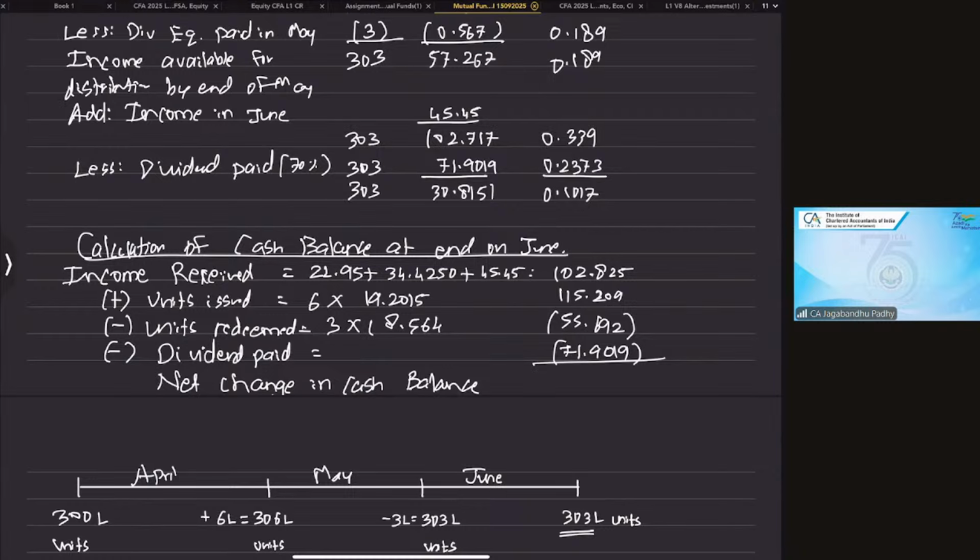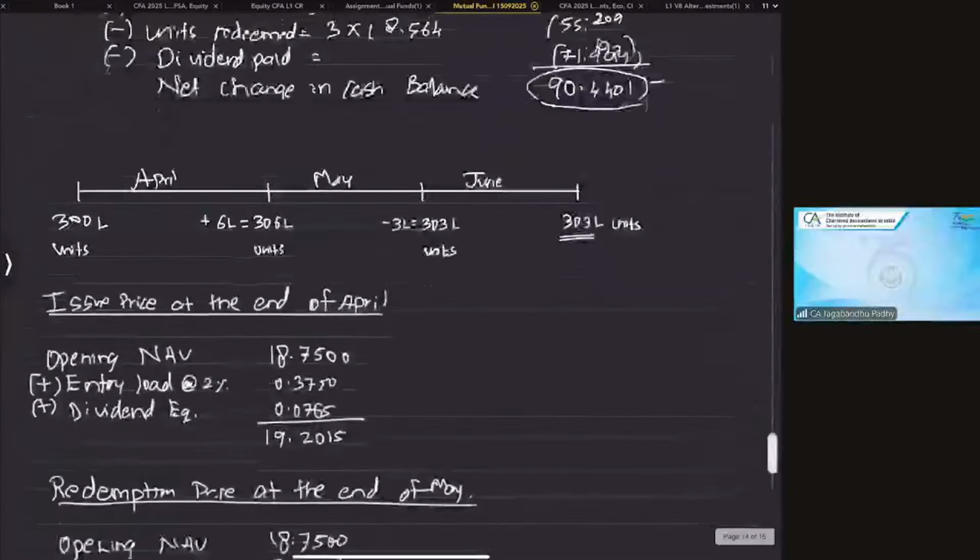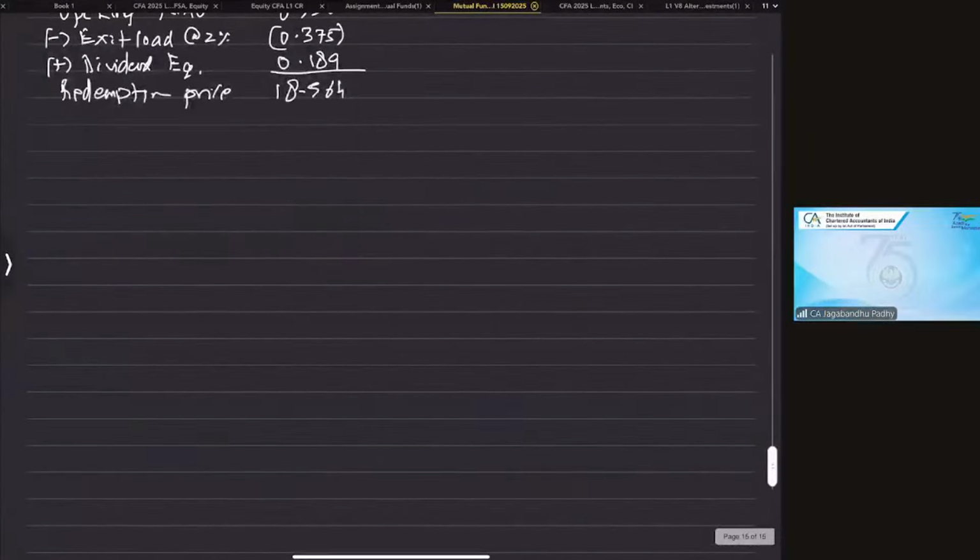How much is the net change in the cash balance, or you can also call it the closing cash balance? 90.4401. Okay, this is the cash balance which we have. But the question asks us to compute the NAV as on 30th June. So let us do the calculation.